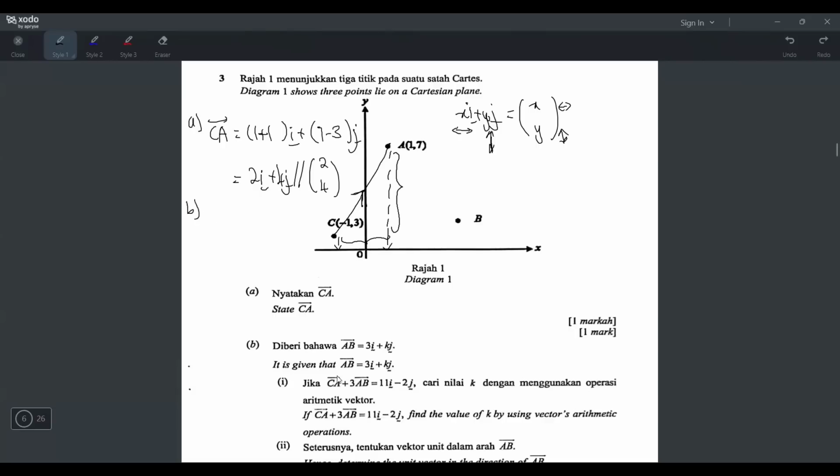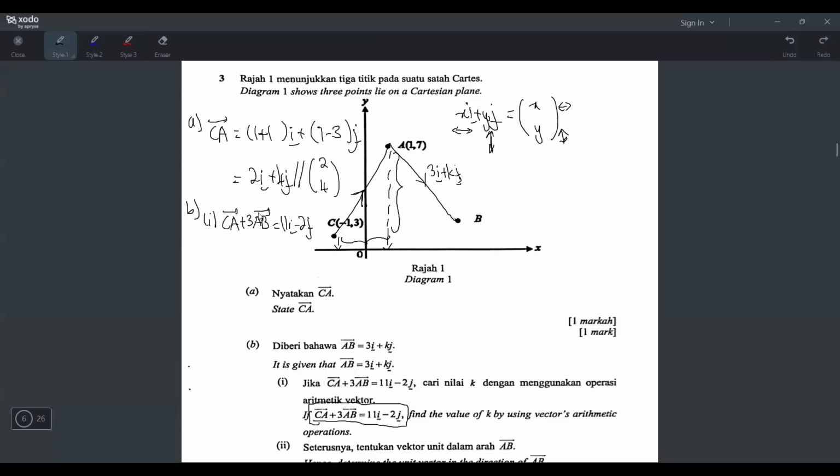Let's do B. It is given that AB is 3i plus kj. I should label this. So AB is here, right? I should draw a line joining A to B, and the arrow has to go to B, of course. 3i plus kj, just write it beside. Keep in mind, you don't know point B, but it's okay. Now it says, question 1, if CA plus 3AB equals 11i minus 2j, find the value of k by using vector arithmetic operations. Okay, they give us information here. Let's write this down, because this one will confirm be useful. So B, question 1: CA plus 3AB equals 11i minus 2j.